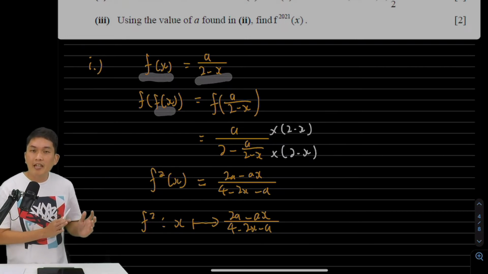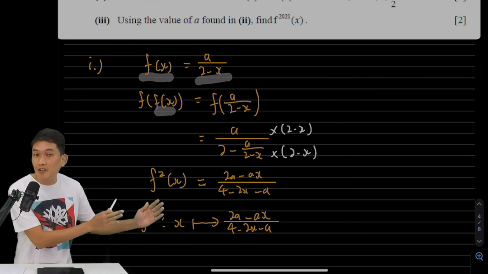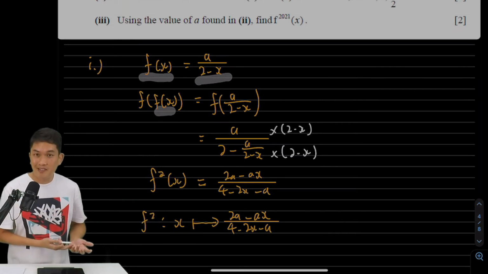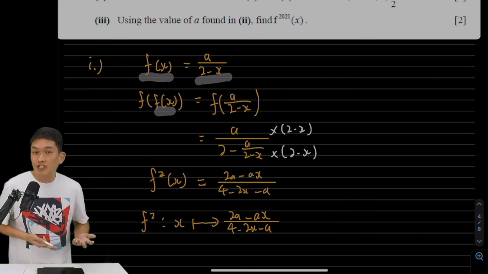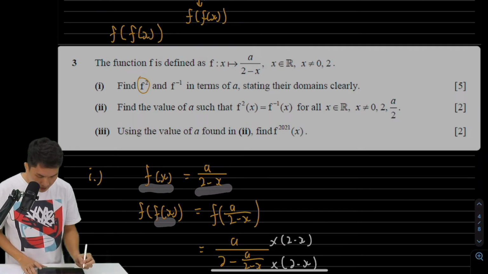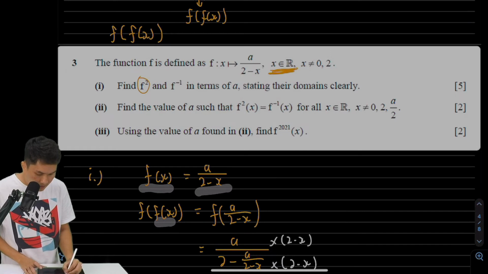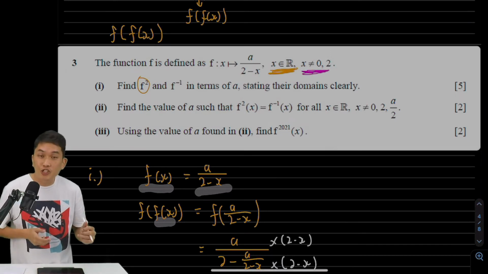So what the domain actually does is it tells you what kind of coins this machine accepts and what kind of coins the machine does not accept. That's what the domain does. It's an instruction to the user. Over here in this question, you can see that this function is defined with this, and it tells you that this machine accepts these coins, but it does not accept these coins. These coins will destroy the machine.